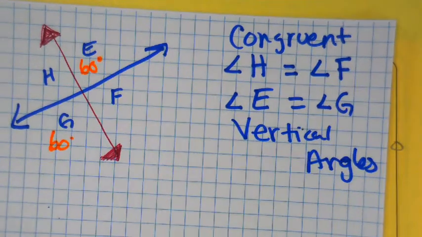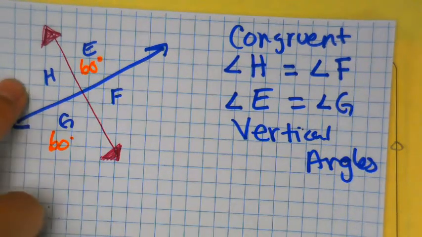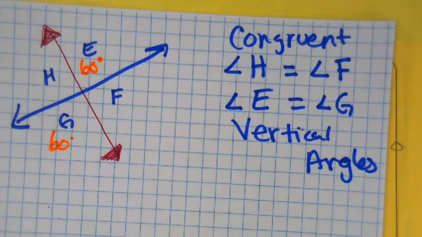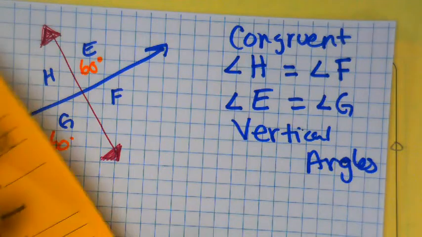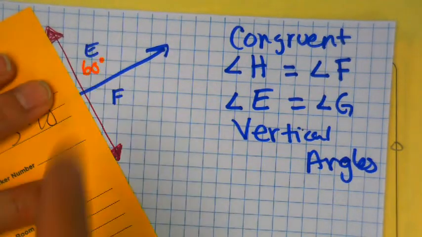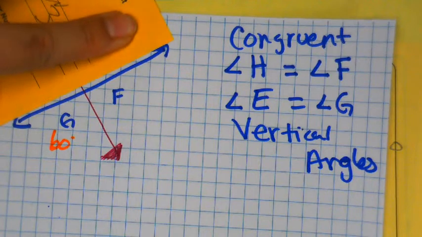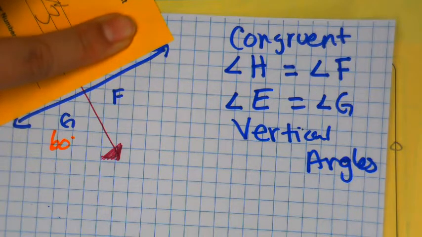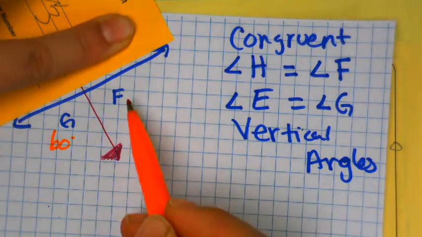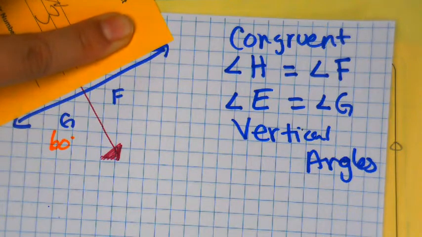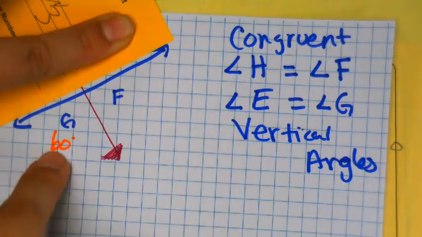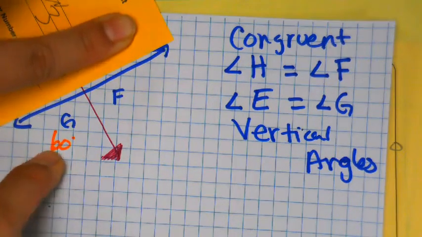Now we have to do some math to figure out H or F. Pick one. Doesn't matter which one. F? Okay, so I can do this. These two. Do you see the straight line right there? I could also do these two. That's a super straight line right there. Together, what do they have to equal? 180. I already gave you 60. How much is left over?